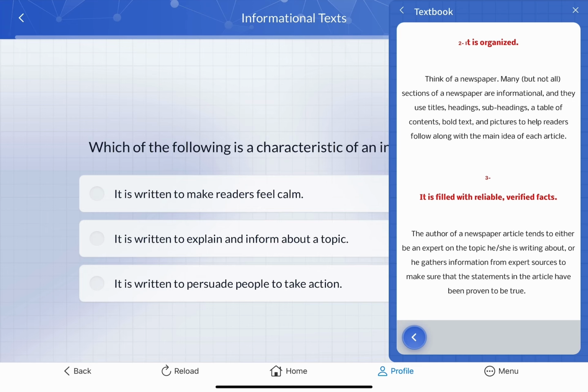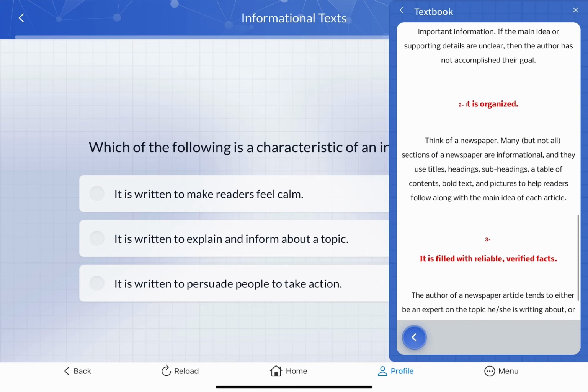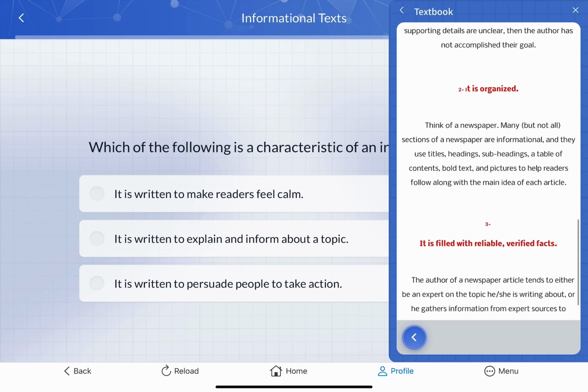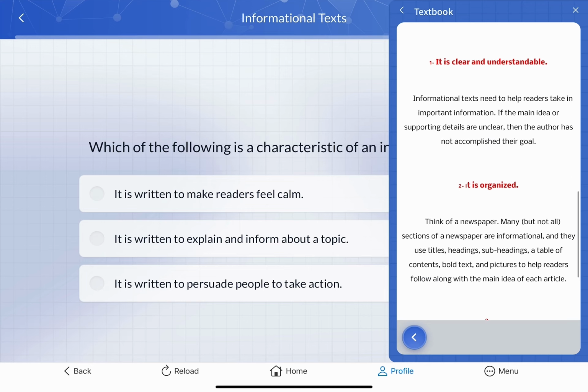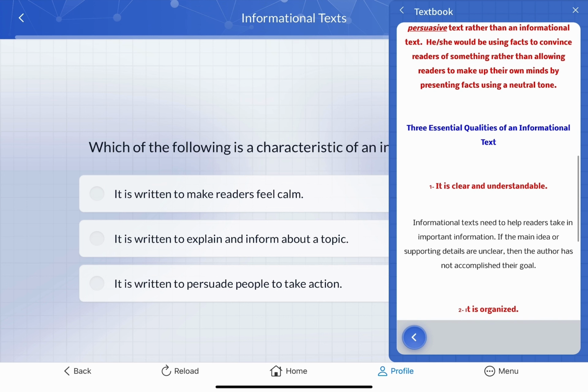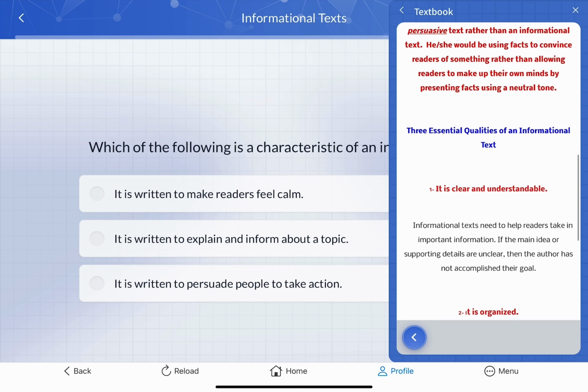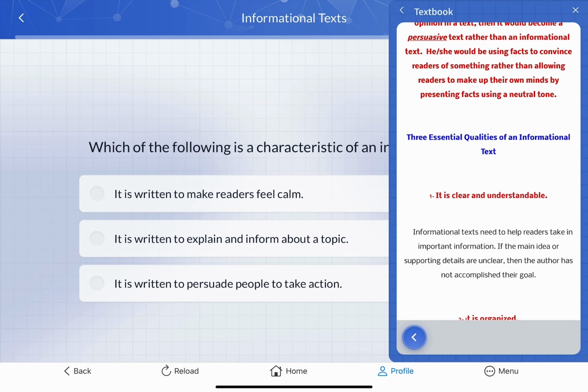That's not going to work. So remember, when you're writing an informational text, first of all, you want it to have all reliable and verified facts, because it is an informational text, not a persuasive text. And next, it needs to be organized, because you don't want the reader to be confused while reading your text, because you're writing it all mixed up. And yeah, you need it to be clear and understandable, so that your reader doesn't get confused, and they will understand the main idea better.